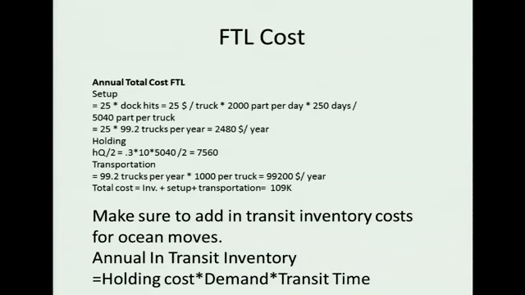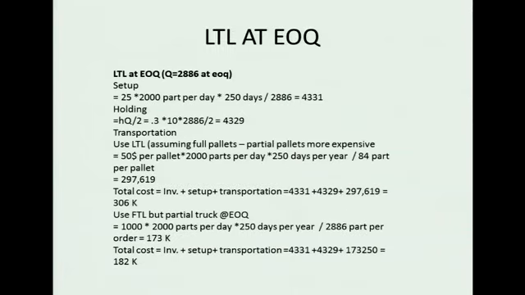$2,400 a year for setup, $7,000 for holding, $7,500, and we're shipping 92 trucks per year of this stuff, so $92,000 for transportation, about $100,000 for transportation, okay? So in this problem, guess what? Transportation dominates inventory and setup. We try to do LTL at the EOQ, and we find the cost is 3 times higher because we're paying for transportation. Does that make sense?